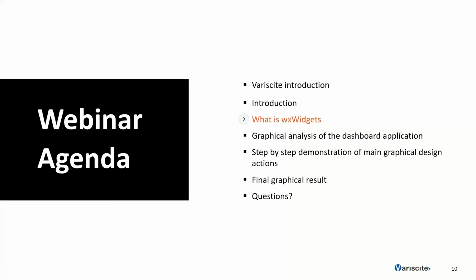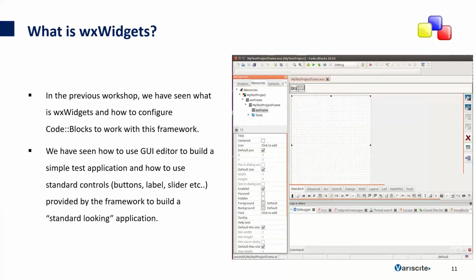But let's start by understanding what wxWidgets is. First of all, keep in mind that last time we saw that with wxWidgets, we were able to configure the framework through Code::Blocks and its plugins. And we saw that we have a GUI editor that allows us to create our own graphical design. In the previous workshop, we did simple, standard controls like button, label, slider, and so on. But these were looking, let's say, quite standard.